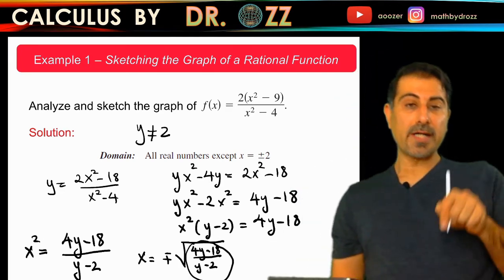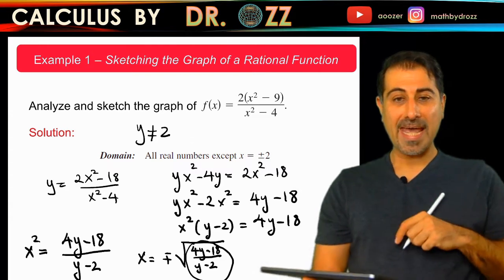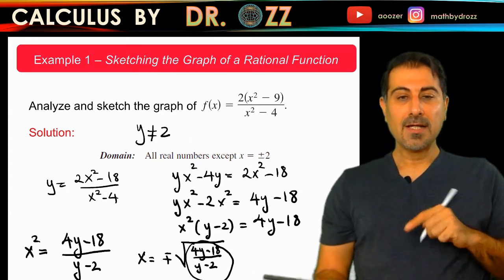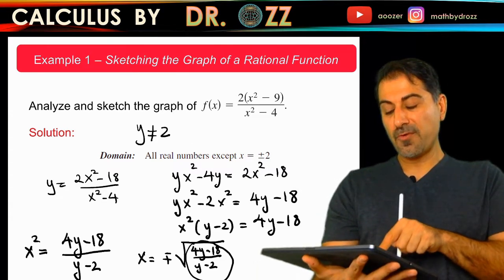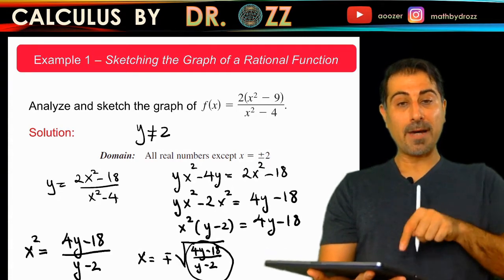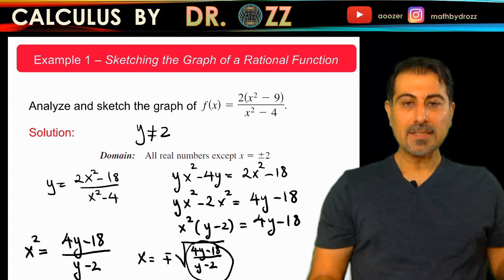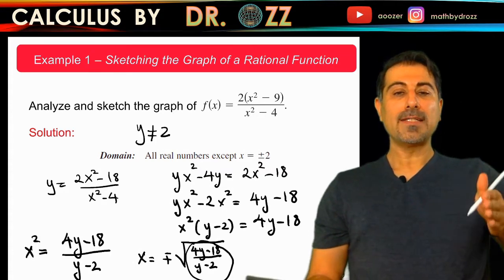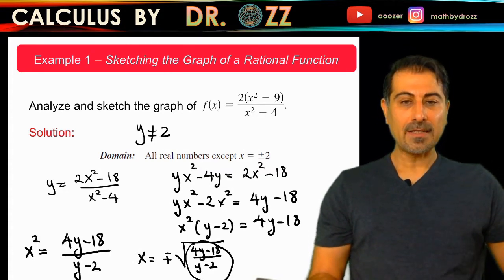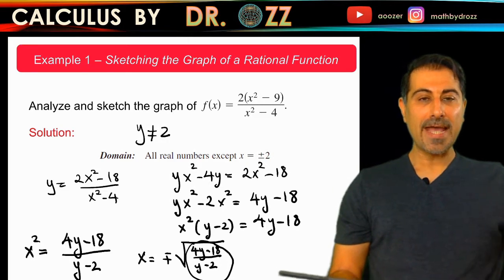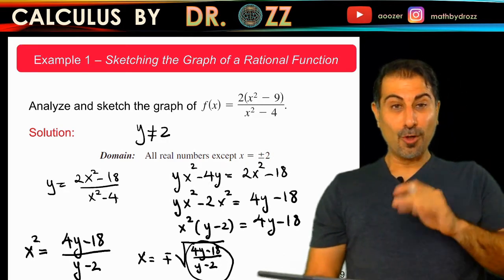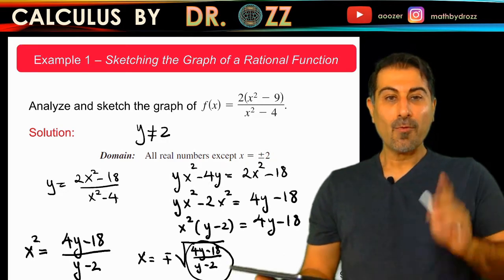So now you go ahead, pause the video, and look at two cases. In one case, you're going to check 4y minus 18 positive and y minus 2 positive, so that the ratio is positive. And in the second case, you're going to check 4y minus 18 negative and y minus 2 negative. Once you do all that, please pause the video and do it. Once you do all, let's see what you have.